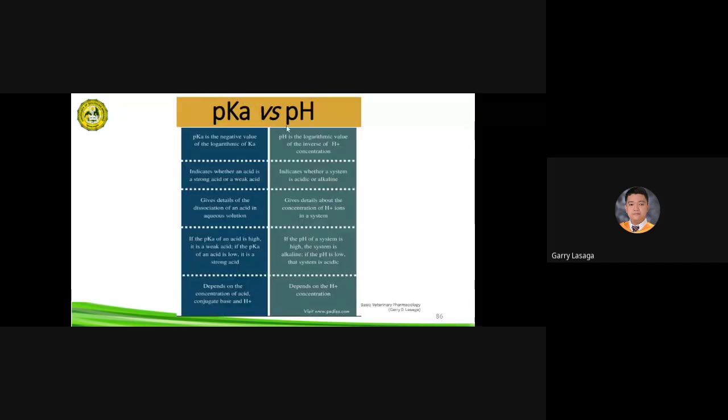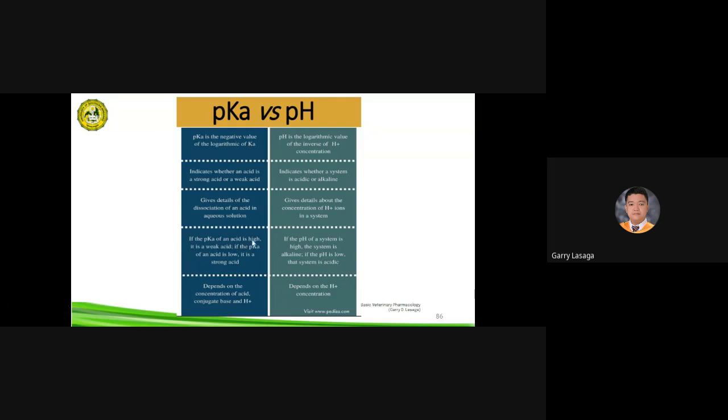So this is the difference between the pKa and pH. When we compare the two, a pKa would indicate whether an acid is a strong acid or a weak acid. So basically, pKa will identify the strength of the acid. For pH, it will indicate whether a system is acidic or basic. Another difference is that pKa will depend on the concentration of the acid, the conjugate base, and the H plus ions, while the pH will solely depend on the concentration of the H plus ions.